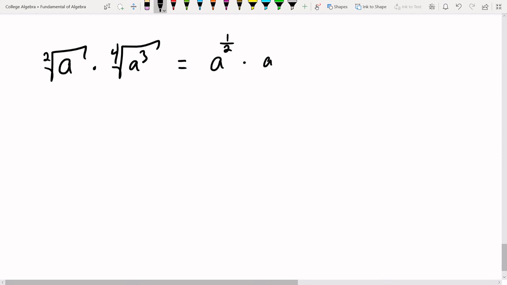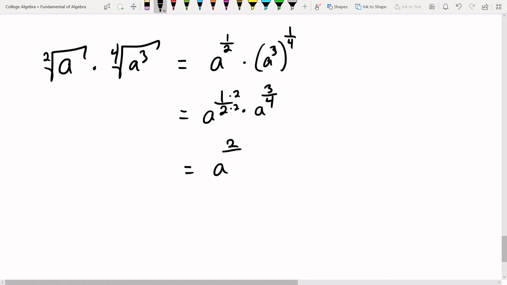The next one is a 4th root. So a to the 1/2 times a to the 3/4, because we have a power to a power. And now to combine these two things, we need to have the same radical, which becomes the same denominator, really. So I'm going to multiply this first one by 2 over 2 in the power, and we get 2 over 4 times a to the 3 over 4.